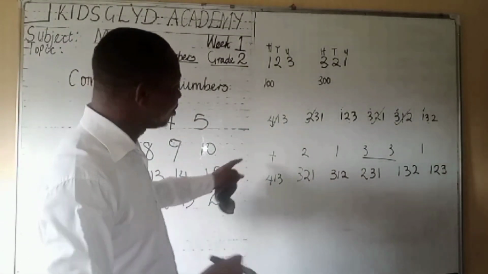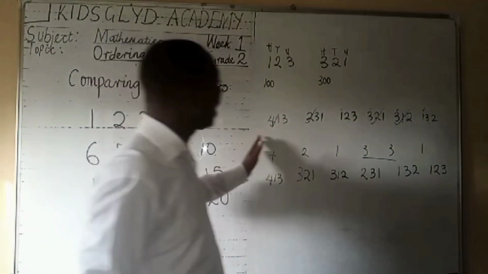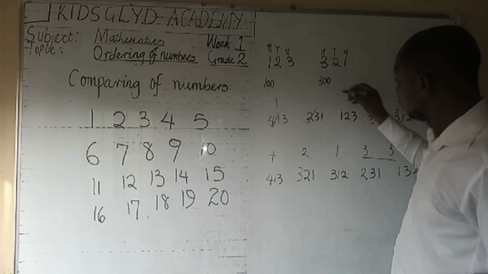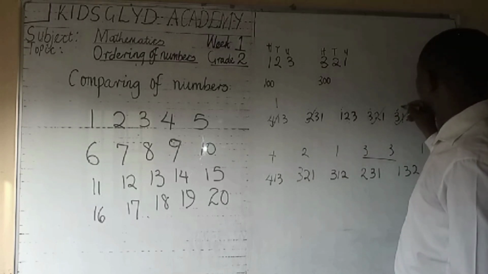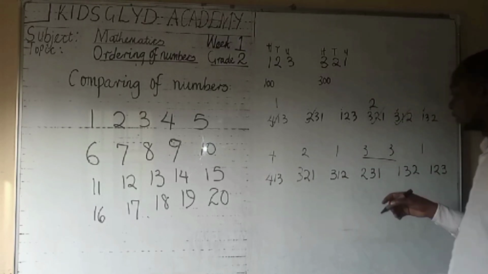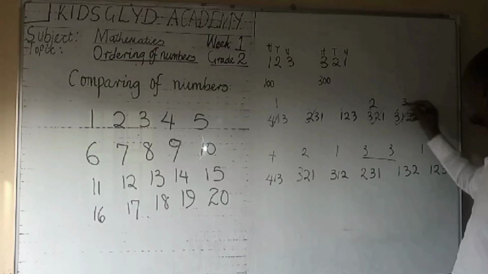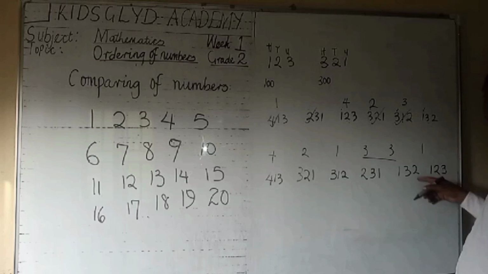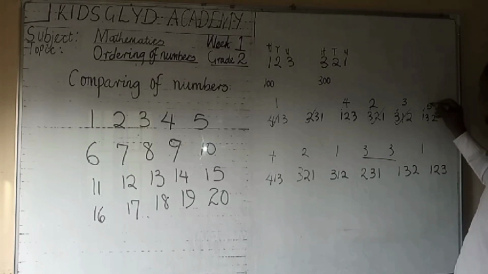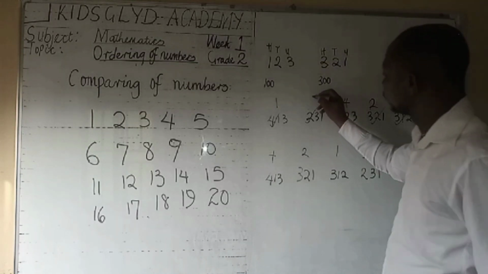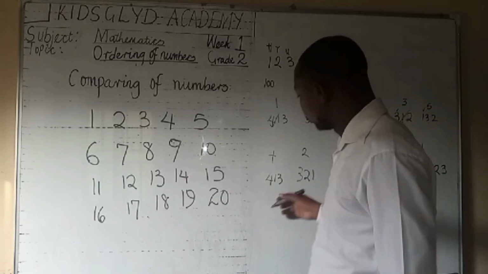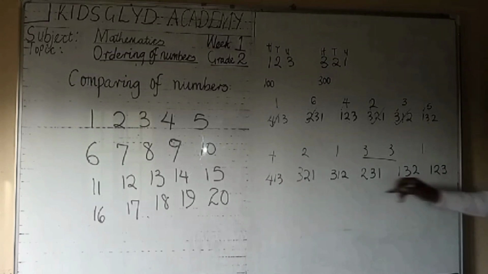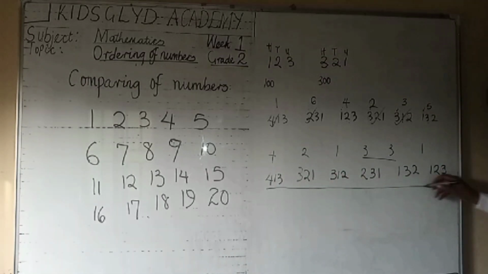So, from here we can see that for us to arrange these numbers, this one is number 1, 3, 2, 1, this one is number 2, 3, 1, 2, this one is number 3, 2, 3, 1, this one is number 4, 1, 3, 2, this one is number 5, and 1, 2, 3, this one is number 6. So, from all indication, this is how to order these numbers from largest to smallest.